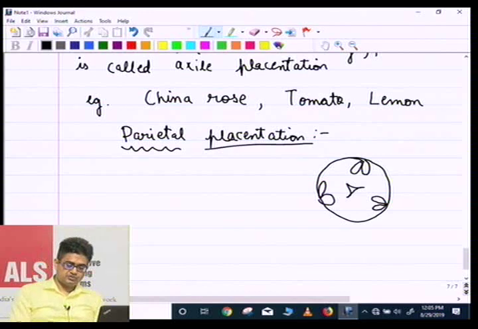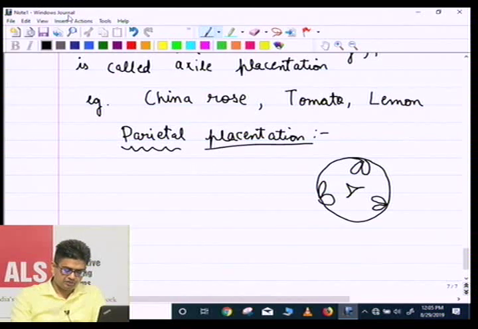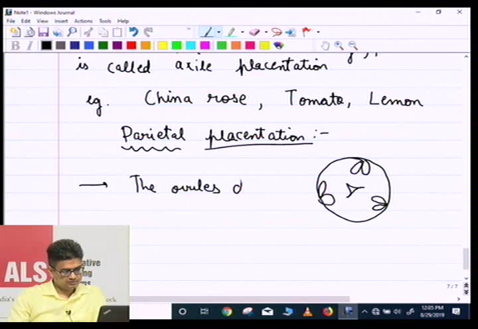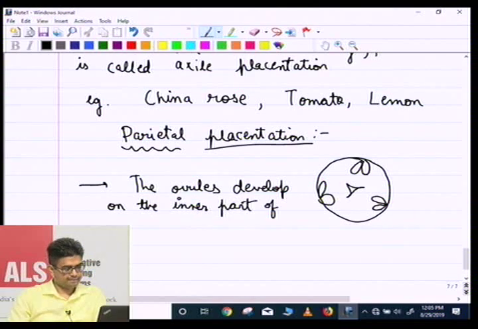So please write this, what is present in parietal placentation. The ovules develop on the inner wall of the ovary or the peripheral part. The ovules develop on the inner part of the ovary, or the peripheral part.